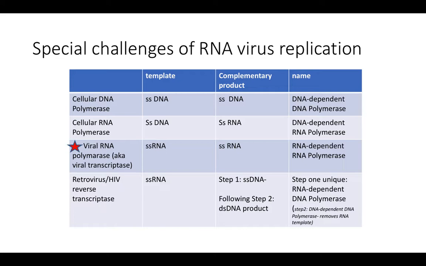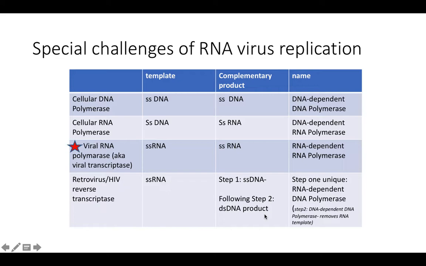And the retroviruses, for example HIV, take this to the next wild degree. Remember, in the first step of HIV reverse transcription, they use the HIV RNA as a template to make complementary DNA, right? So that's an RNA-dependent DNA polymerase. And in the second step, you need not know this, it's so crazy, the reverse transcriptase then uses that DNA as a template to make complementary DNA. How that's possible is beyond me.